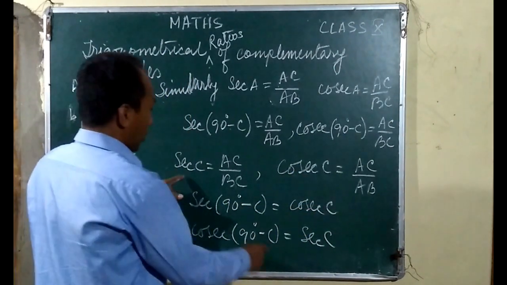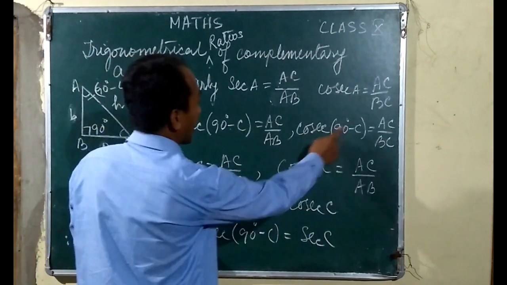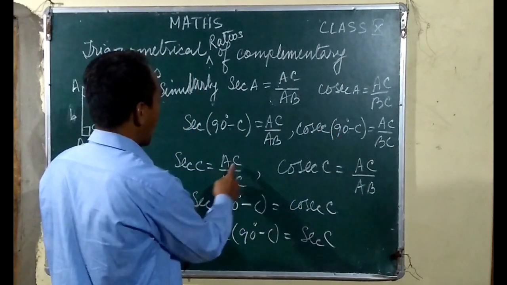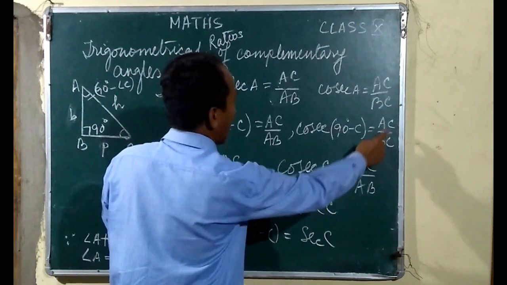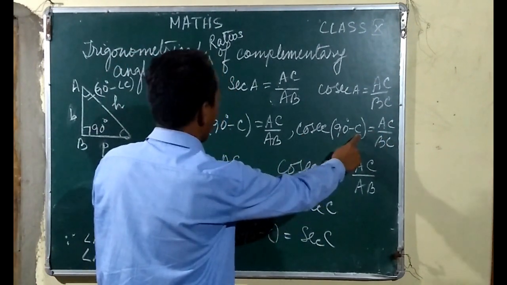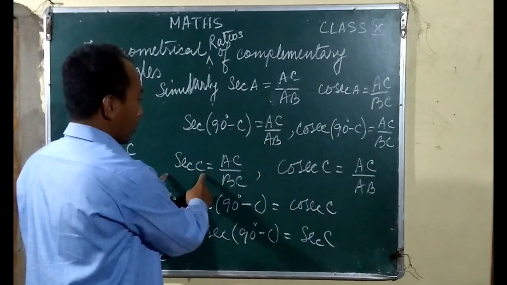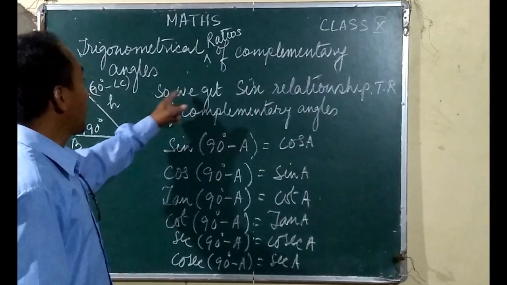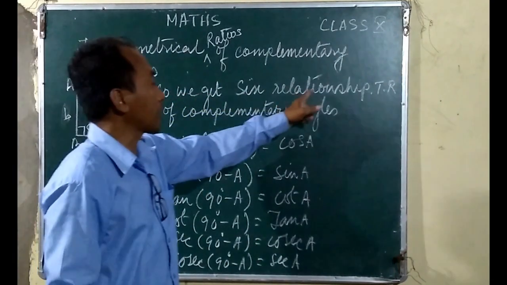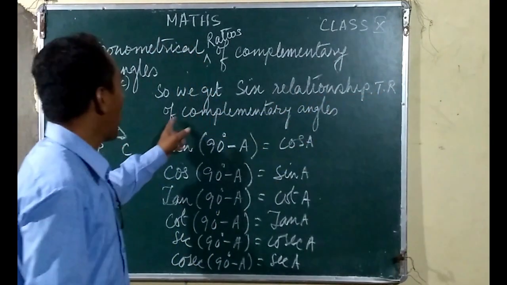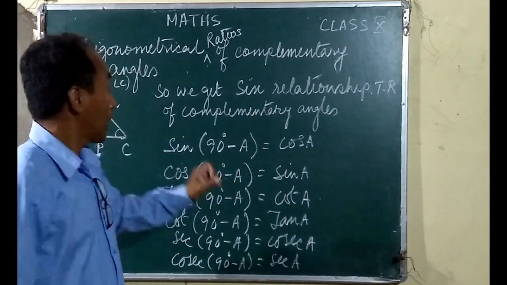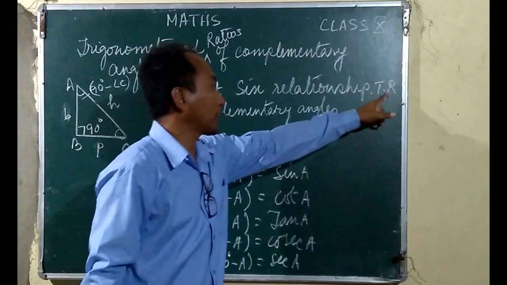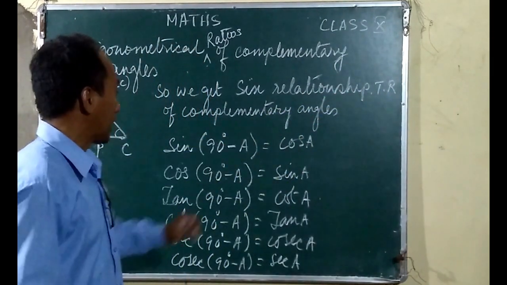Similarly, cosec 90 degree minus C, with whom is it equal? Sec C. Here AC by BC, here AC by BC. So cosec 90 degree minus C is equal to sec C. So in that way, we get 6 ratios. So we get 6 relationships of trigonometrical ratios of complementary angles. I will say again, we get 6 relationships of trigonometrical ratios of complementary angles.